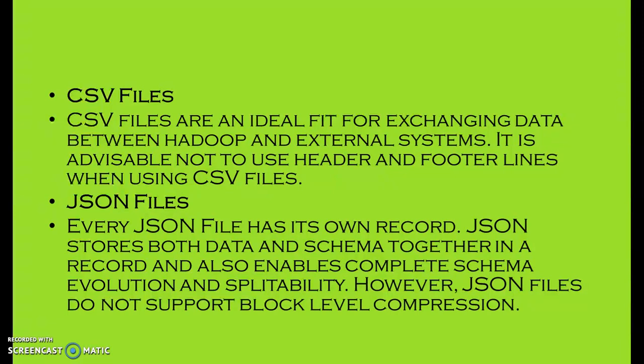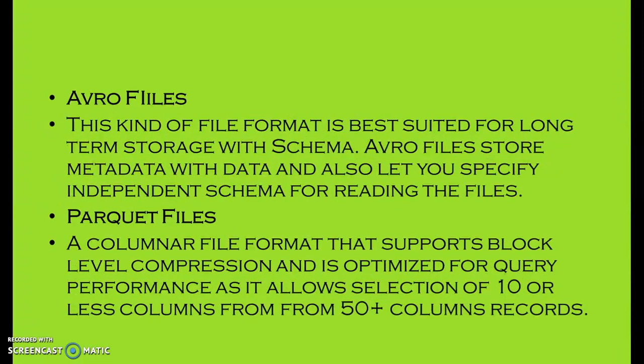The CSV files are an ideal fit for exchanging data between Hadoop and external systems. It is advisable not to use header and footer lines when using CSV files. JSON files, every JSON file has its own record. JSON stores both data and schema together in a record and also enables complete schema evolution and splittability. However, JSON files do not support block level compression.